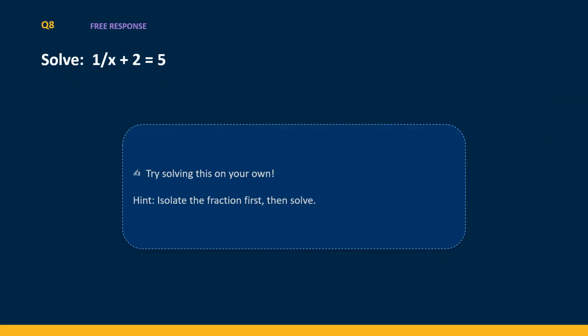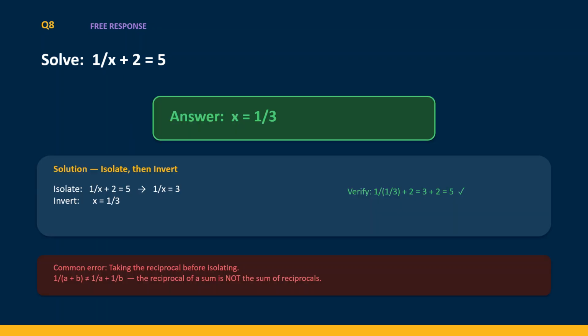Question 8. Free response. Solve 1 over x plus 2 equals 5. Allow a pause for independent work before revealing the answer. The correct answer is x equals 1 over 3.